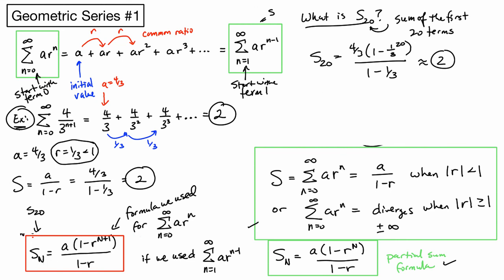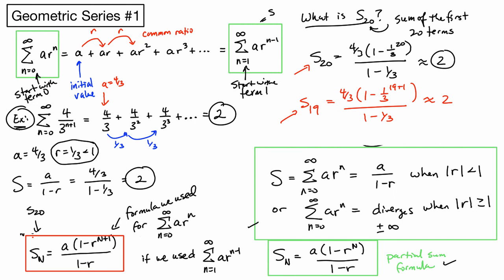So I'll do it in red just to illustrate. S19 in this formula would be 4/3 because A is the same. 1 minus r, r is 1/3. But then I'm raising it to the n plus 1 power, so S19 would be n plus 1, 19 plus 1 or 20, 1 minus 1/3, and that would give me the same approximate 2 that I got here. The difference is it's more natural to say S20 is the sum of the first 20 terms than it is to say S19 is the sum of the first 20 terms. And it just all has to do with the difference of starting at 0 versus starting at 1.